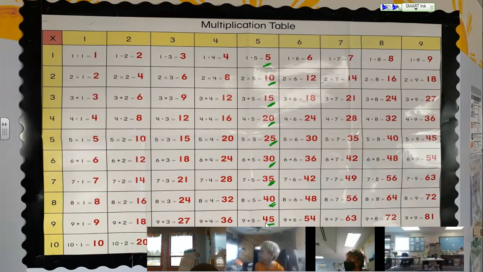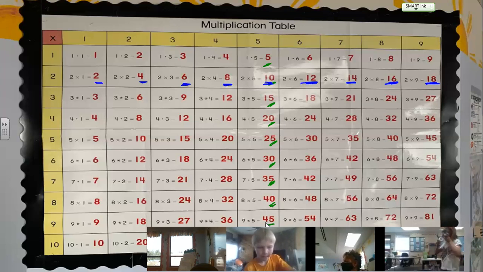2 times 1 is 2, 2 times 2, 2 times 3, 2 times 4, 2 times 5, 2 times 6, 2 times 7, 2 times 8, and 2 times 9. 2 times 10 would be 20.